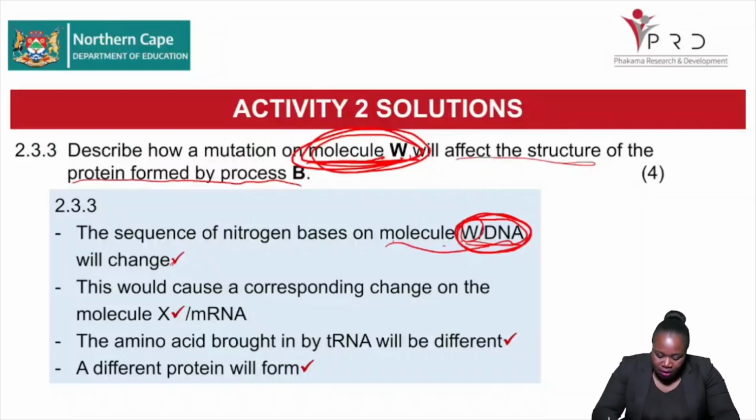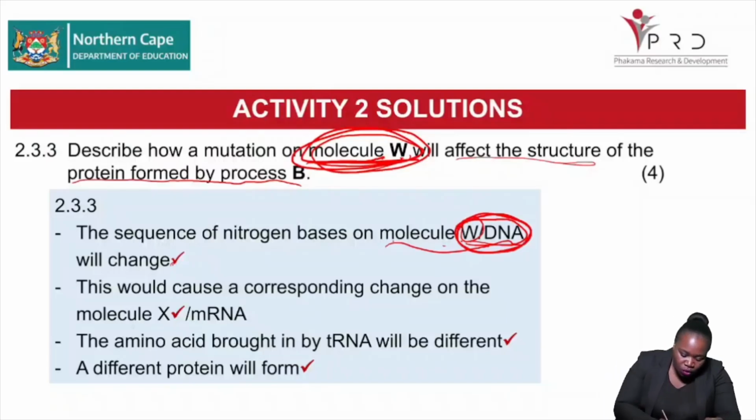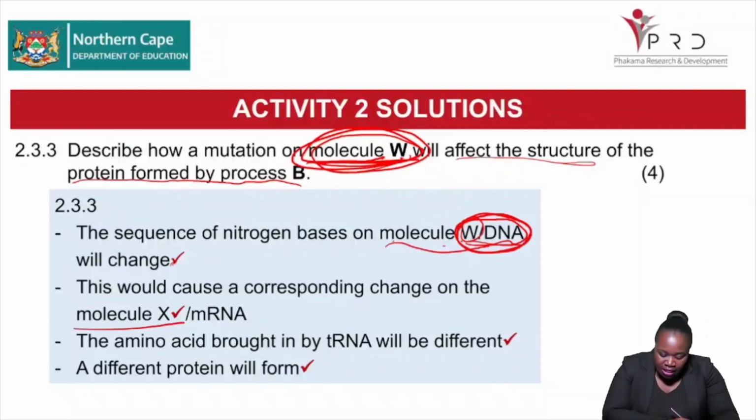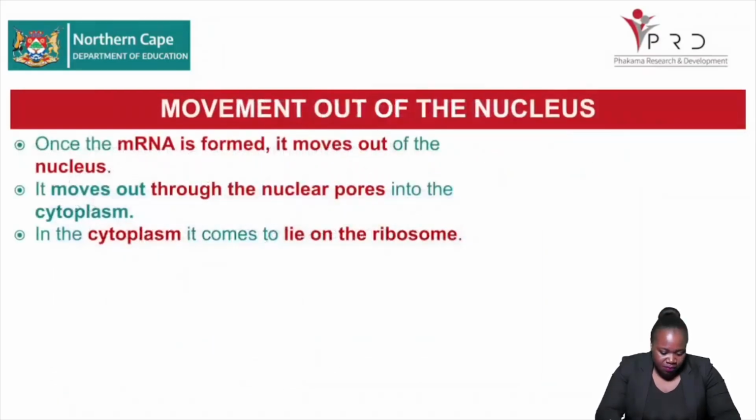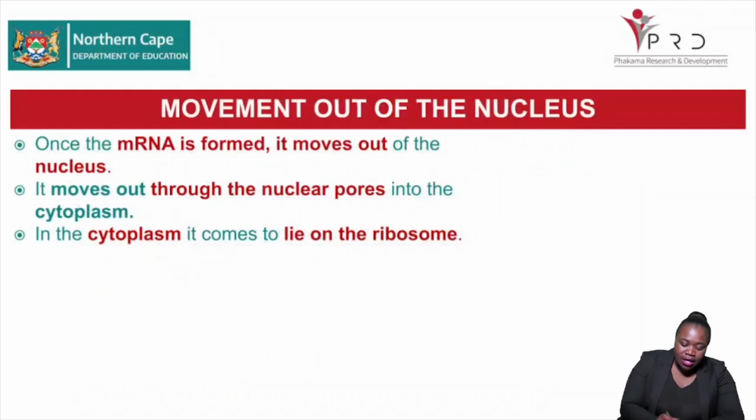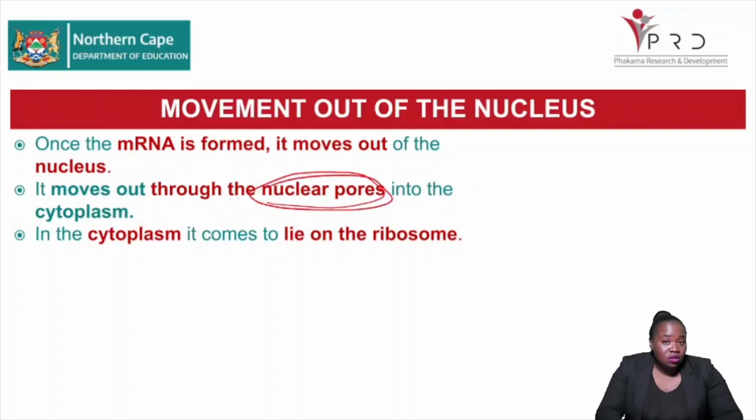This would cause the corresponding change on molecule X. Molecule X is mRNA. Also, you can still get a mark for that. And the amino acid brought in by tRNA will be different. And that means that the protein that is formed will also be different. Okay, now we have our mRNA. We will look at the fact that the mRNA will move out of the nucleus. How does it move out of the nucleus? It moves out of the nucleus through the nuclear pores into the cytoplasm.